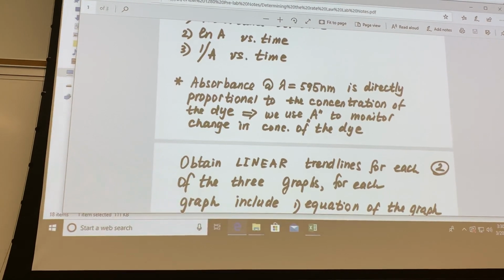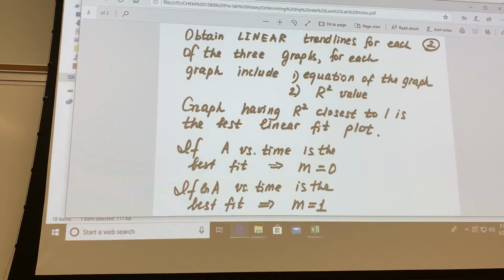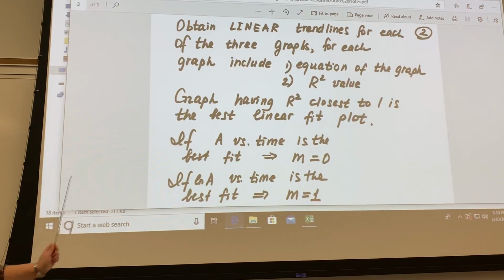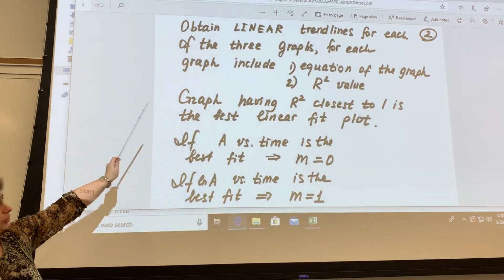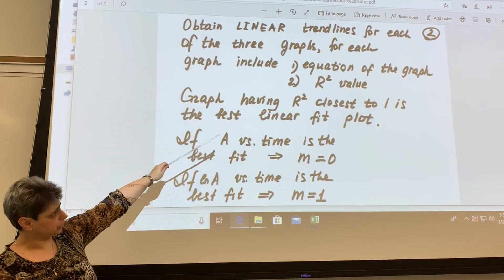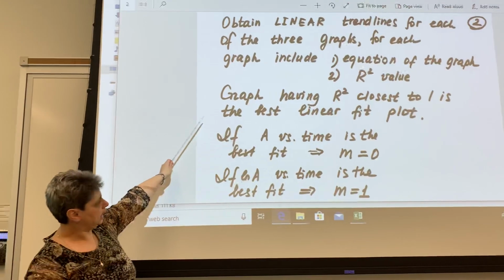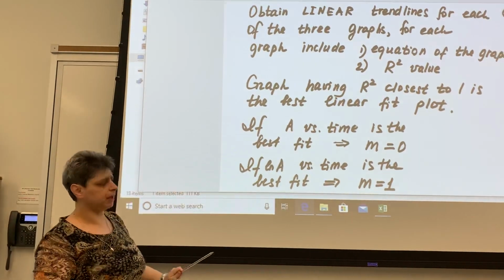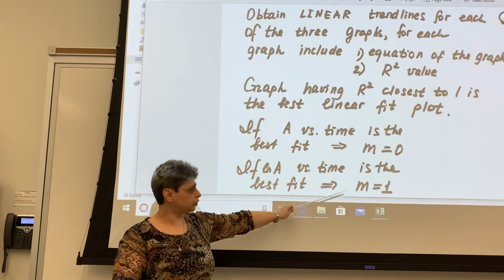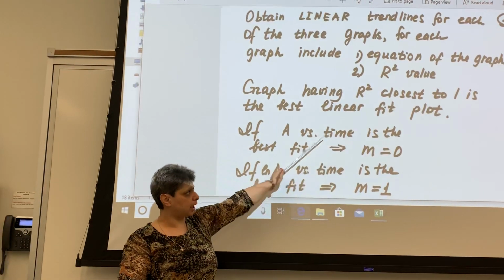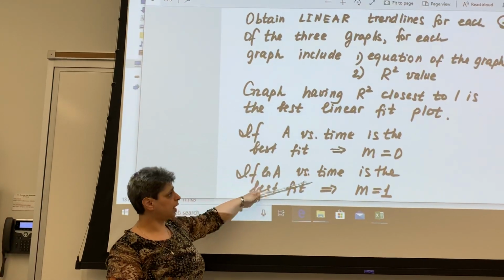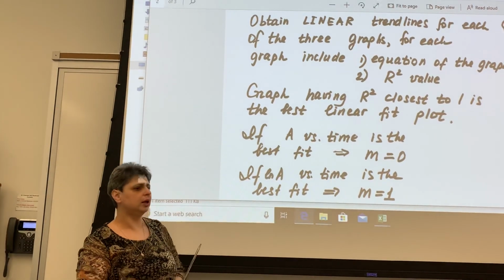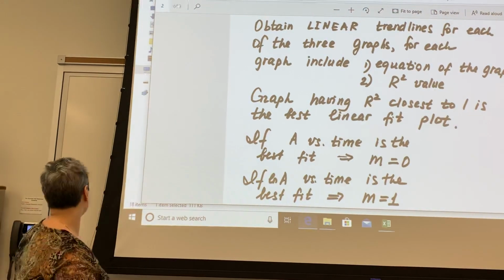So this next page basically explains what I already went over. You're going to get linear trend lines, you're going to get the equation of each line, you're going to get the R squared value for each line, and then you're going to pick out the best linear fit, and based on that you're going to make your conclusion as to what the order of reaction with respect to the dye is. I'd like to point out that this has to be explained in detail when you're turning in your report for this experiment.